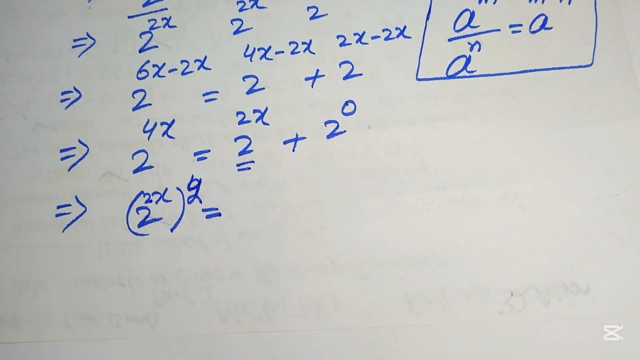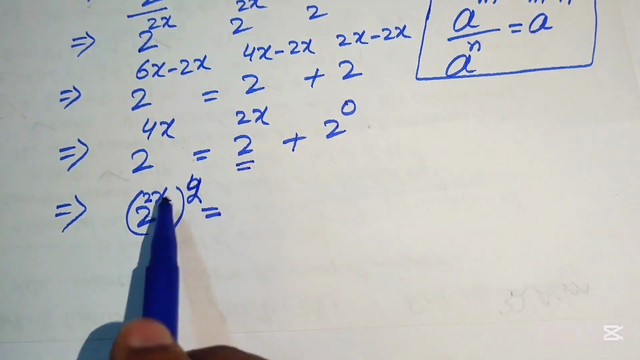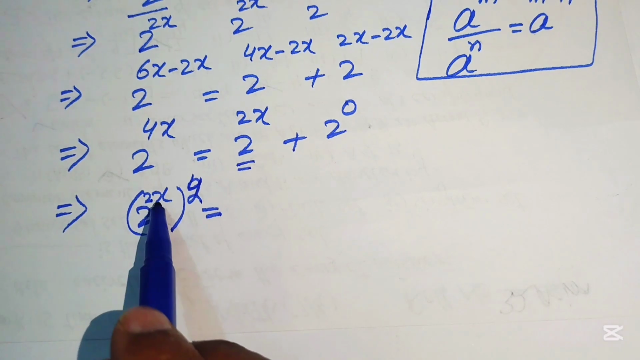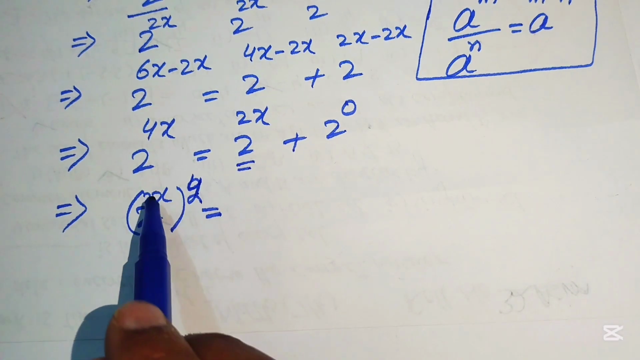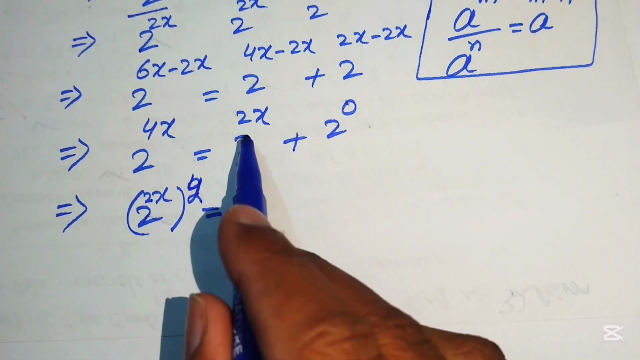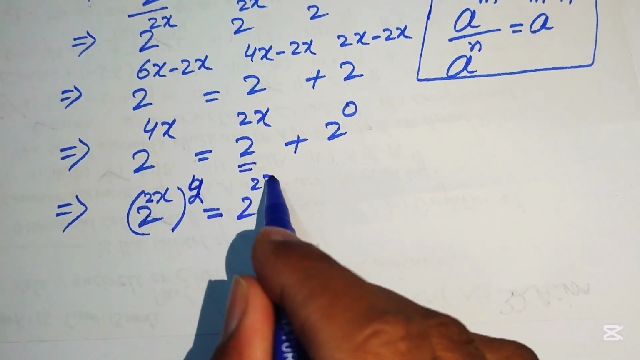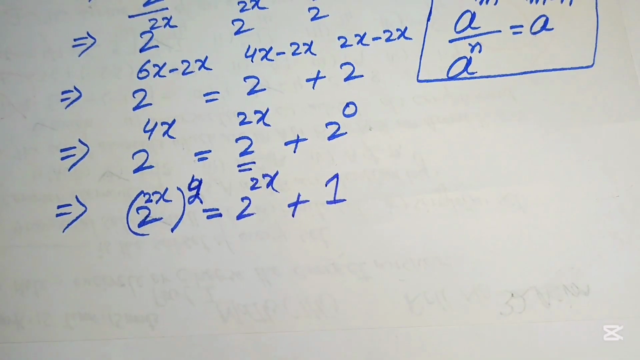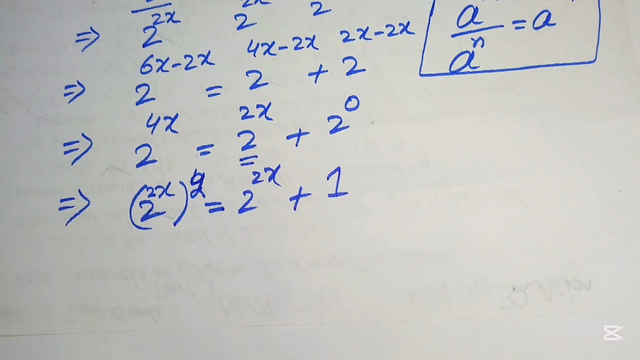So now our next aim is to convert this exponential equation into the quadratic form, so we write this 2 to the power 4x as 2 to the power of 2x and its whole square, because 2 times 2 becomes again 4, and we write this as 2 to the power of 2x plus this 2 to the power of 0 equals to 1. We know that something to the power 0 equals to 1.